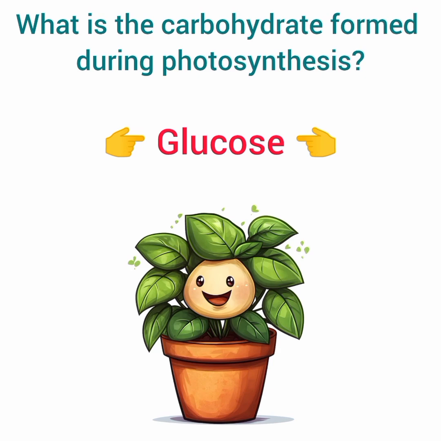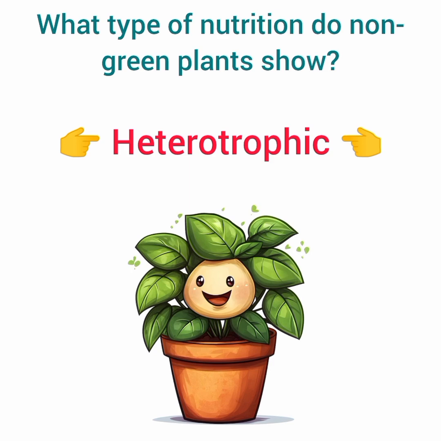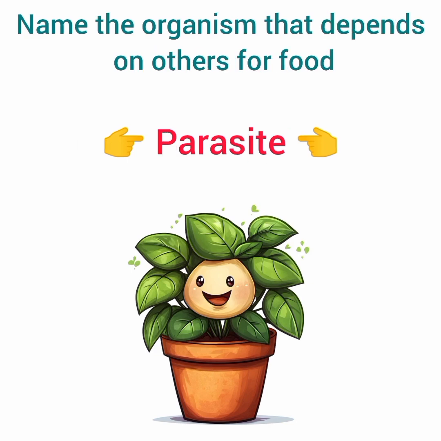Answer. Glucose. What is the site of gaseous exchange in leaves? Answer. Stomata. What type of nutrition do non-green plants show? Answer. Heterotrophic. Name the organism that lives on dead matter. Answer. Saprophyte. Name the organism that depends on others for food.